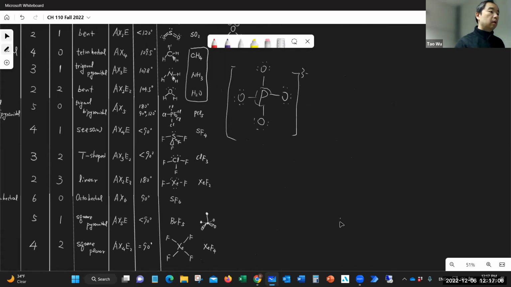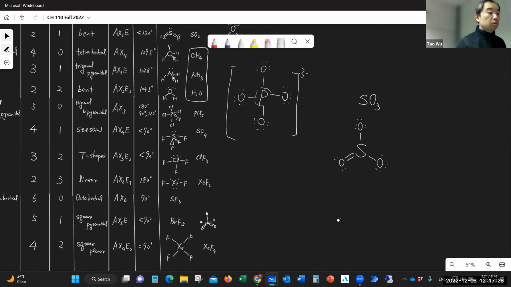Okay, how about the next one? Let's say SO3. We talk about the SO3 molecule. The geometry is S, and they have 1 double bond and 2 single bonds showing up there. So that is the Lewis structure for SO3.